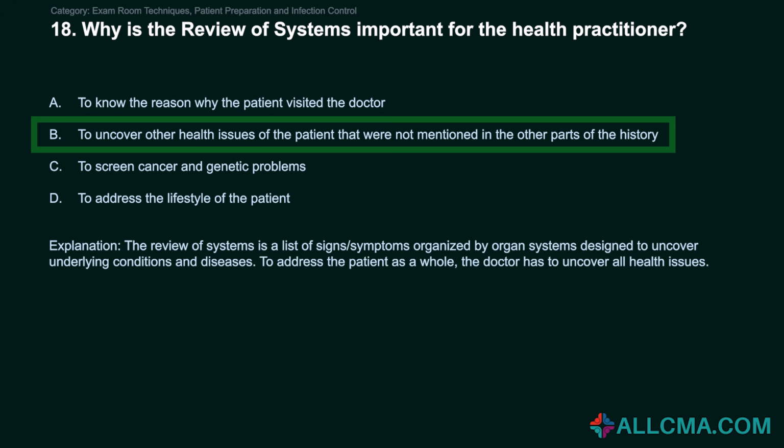To uncover other health issues of the patient that were not mentioned in the other parts of the history. The review of systems is a list of signs and symptoms organized by organ systems designed to uncover underlying conditions and diseases. To address the patient as a whole, the doctor has to uncover all health issues.